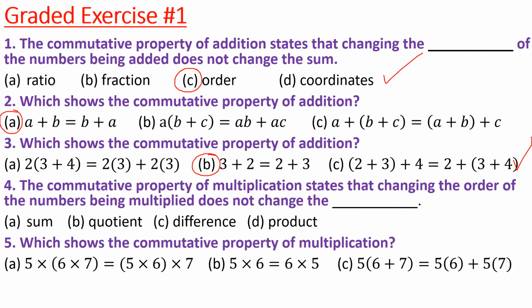It's D. It says the commutative property of multiplication states that changing the order of the numbers being multiplied does not change the what? The product. D. It does not change the product. Very good. How many persons got that one right? Only 3 persons. Anyone else got that right? Okay, good. And number 5, which shows the commutative property of multiplication? It is B. 5 times 6 equals 6 times 5.